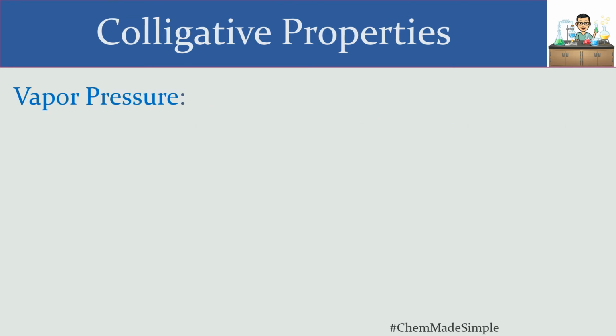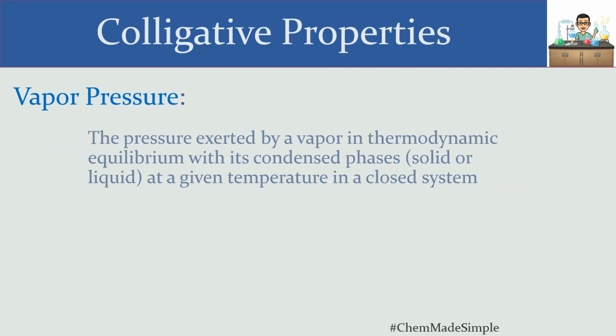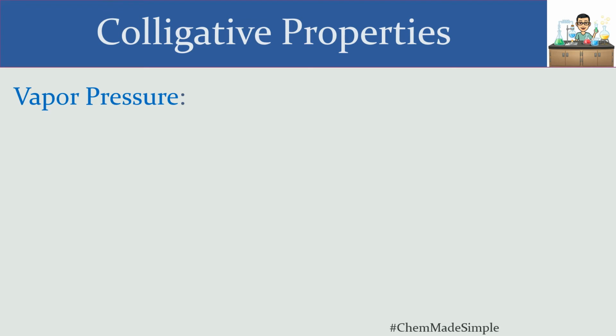And vapor pressure is defined as the pressure that's exerted by a vapor in thermodynamic equilibrium with its condensed phases, either solid or liquid, at a given temperature in a closed system. That's the textbook definition of vapor pressure. It's icky and it's gross and it's confusing. And so let's take that out. What I want to do is simplify what vapor pressure is.